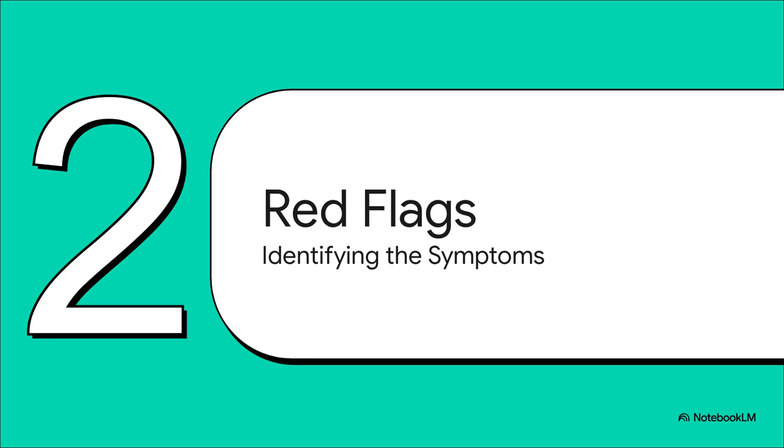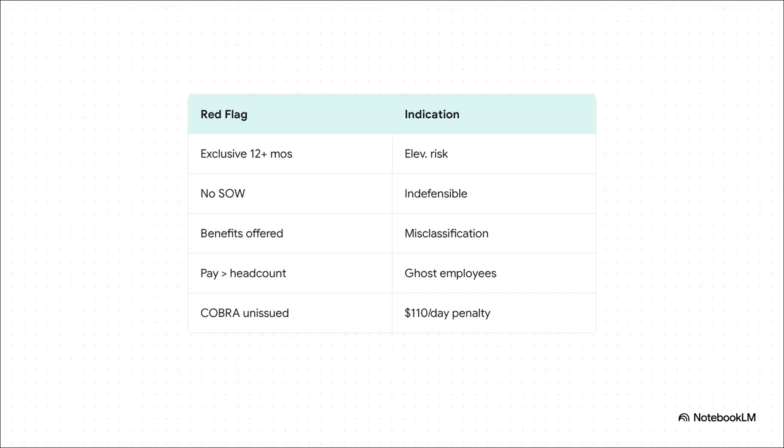Okay, moving right along to section 2, red flags in the field. We need to look at these symptoms not as some boring administrative checklist, but as critical, boots-on-the-ground observations. If you spot a contractor working exclusively for a client for 12 months or more, boom, elevated misclassification risk. No written agreement or statement of work? Good luck, their status is virtually indefensible in an audit.